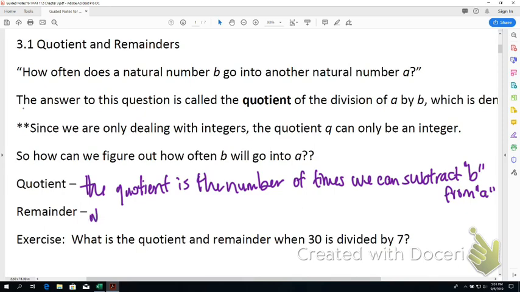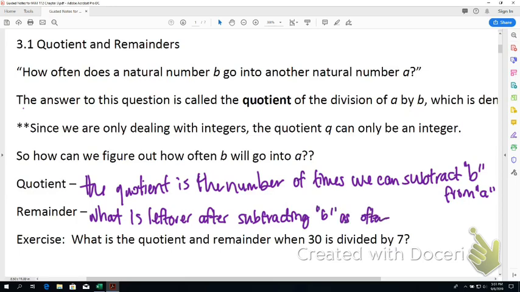So what is left over after subtracting B as often as possible. Right? And you might wonder, well, what is that going to be? Okay, how often is often? Well, we'll get to that in a little bit, okay? So first thing we want to understand, we want to recall what a quotient was and what a remainder is.